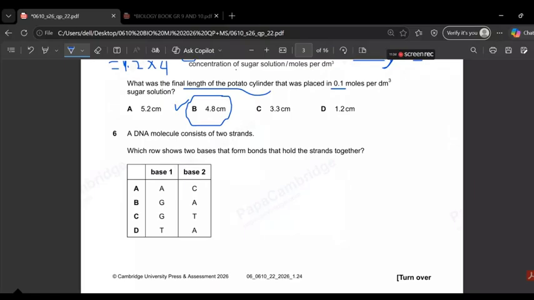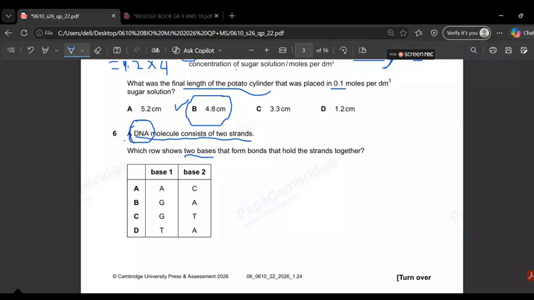Okay, question number 6 says a DNA molecule consists of 2 strands. As you know, DNA has 2 strands. This is going to be also very simple. Which row shows 2 bases? And please keep in mind, we are talking about DNA. We are not talking about RNA. We are talking about DNA.